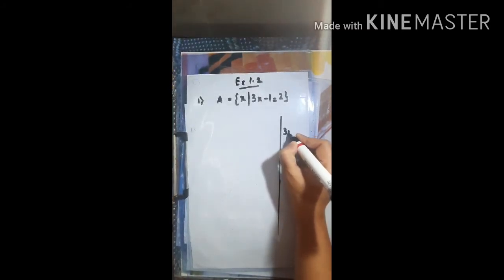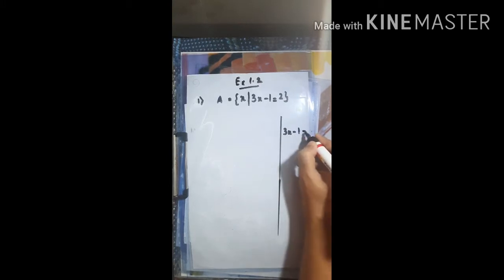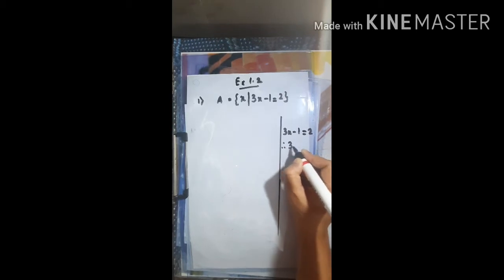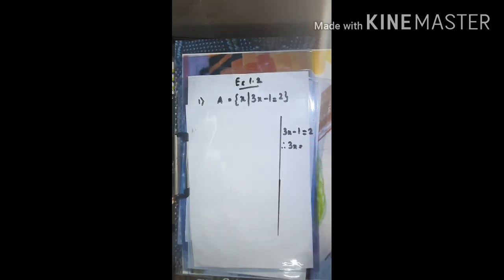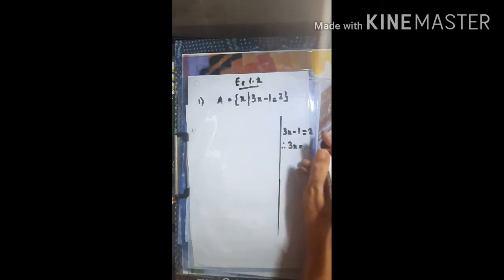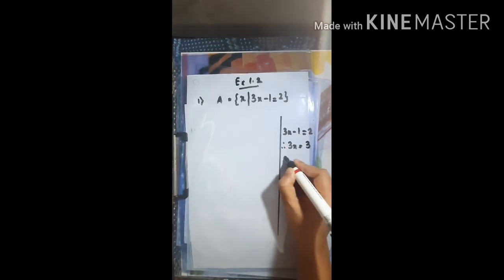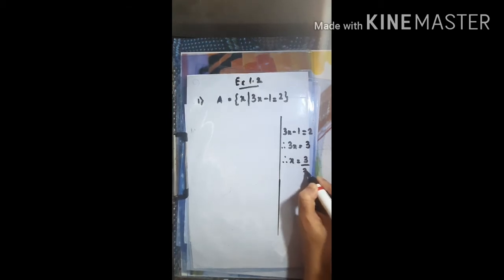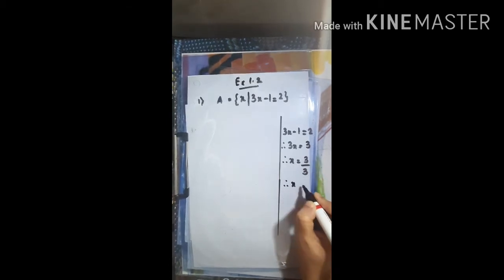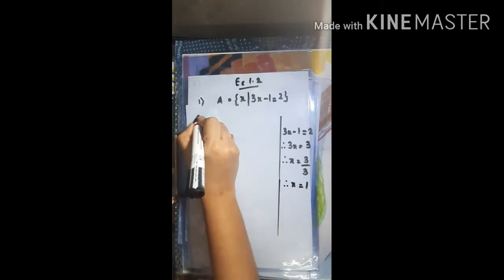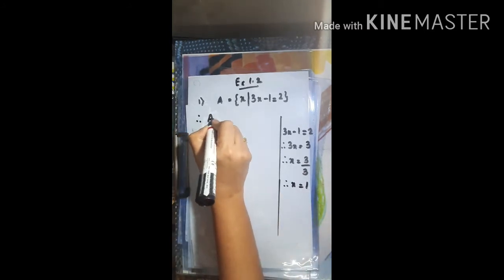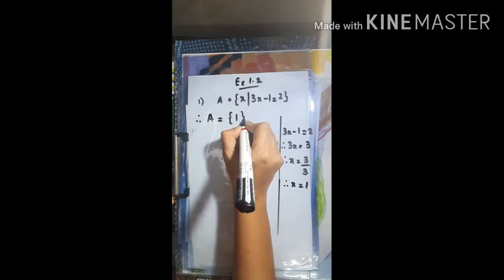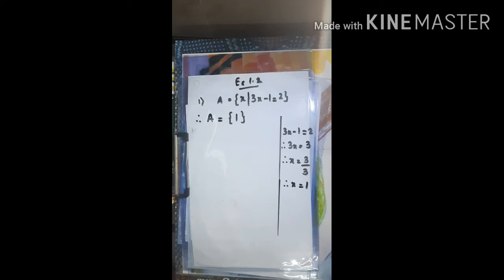3x minus 1 is equal to 2. Therefore, 3x is equal to 2 plus 1, which is equal to 3. Therefore, x is equal to 3 upon 3. x is equal to 1. Therefore, my set A has the element 1.